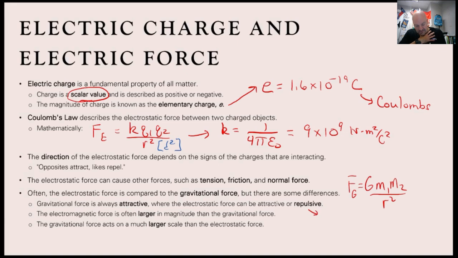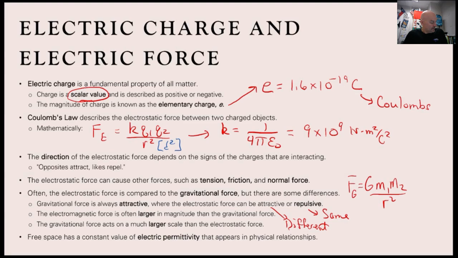Repulsive if the signs are the same. So if I have two positive charges or two negative charges next to each other. Attractive if they're different. So if I have a positive and a negative. The electromagnetic force is often larger in magnitude than the gravitational force. It's actually one of the strongest of the four fundamental forces. And then the gravitational force acts on a much larger scale than the electrostatic force. So electrostatic force is kind of on the microscopic level, the gravitational force on the planetary level.